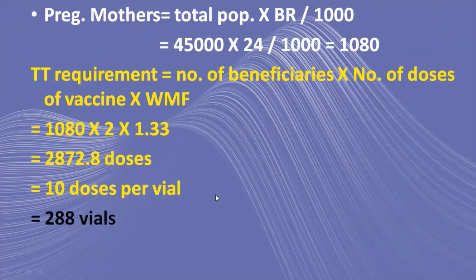So now coming to the TT requirement, how many pregnant mothers are there? Total population is 45,000 into birth rate 24 divided by 1000, so it comes to 1080 pregnant mothers. So TT requirement will be number of beneficiaries 1080, number of doses 2, and wastage multiplier factor 1.33 for TT. So it comes to 2,872 TT doses. There are 10 doses per vial, so you divide this by 10. So it comes to 288 vials required per month for vaccinating pregnant mothers with tetanus toxoid.